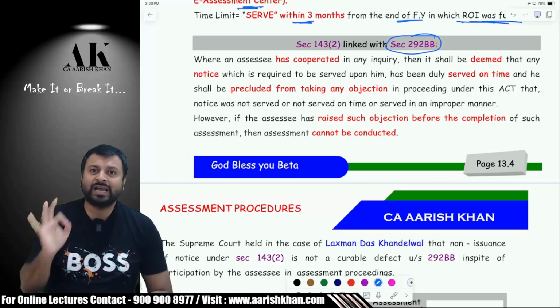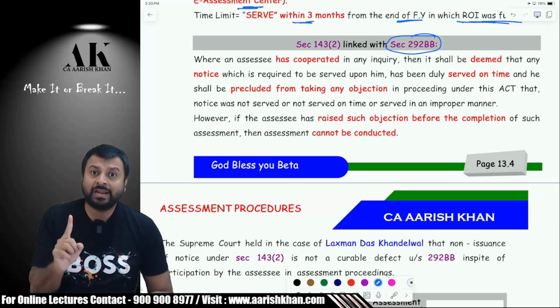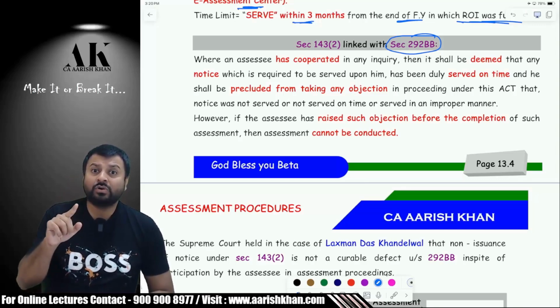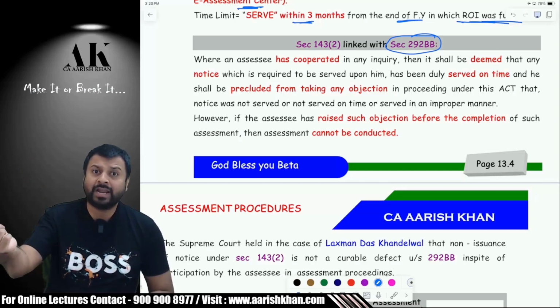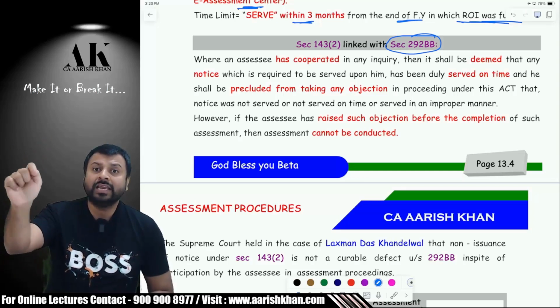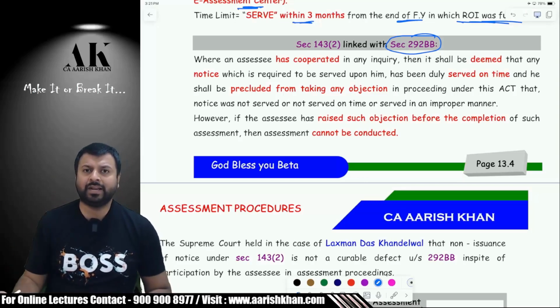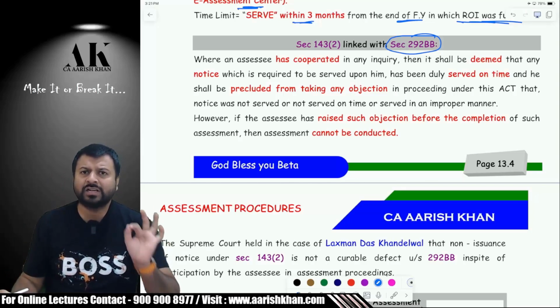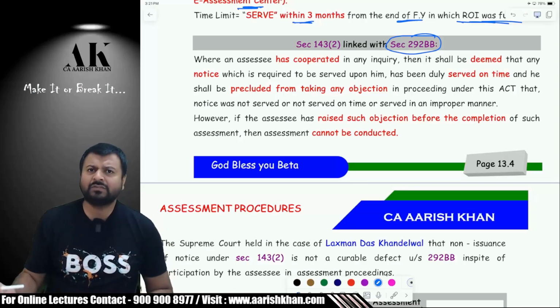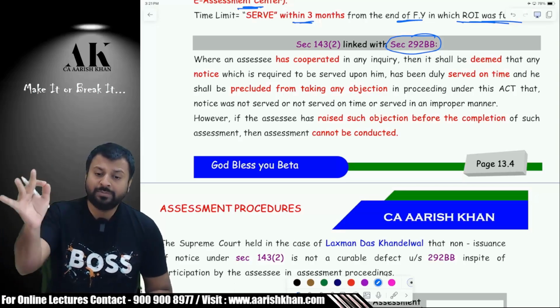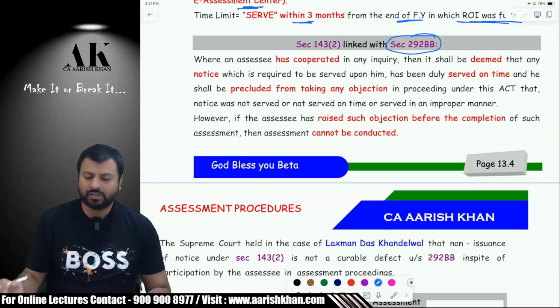So the law says that if there is a notice which is late or improper, and if you raise the question after the assessment is completed, then it is deemed to be a valid notice. If you want to raise the question, you must do it before the assessment is completed. You cannot raise the question on the validity, the time limit, or the properness of the notice after completion of the assessment. This is what the law wants to say.